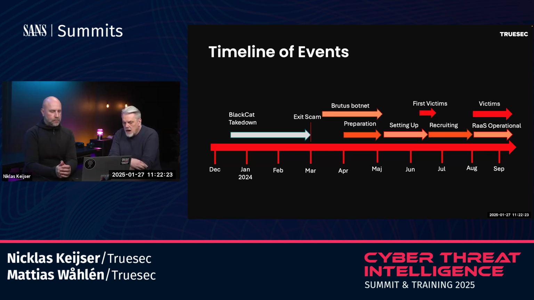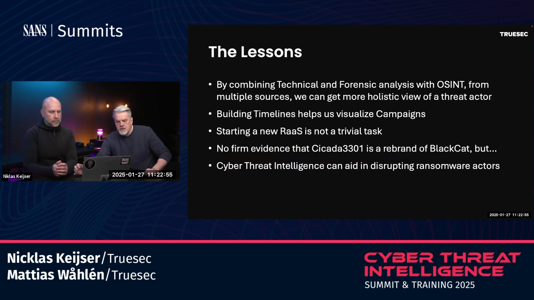They begin setting up, they refine, set up the data leak server, phone support, post a few victims. They most likely hack themselves. And then when they think everything is up and running, they start recruiting. And in August, the ransomware-as-a-service is fully operational, and they start posting victims. This, again, looks like a pretty neat timeline of events.